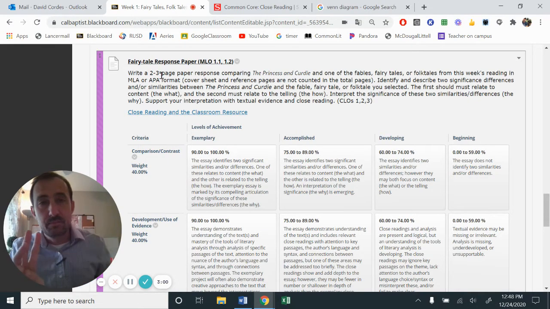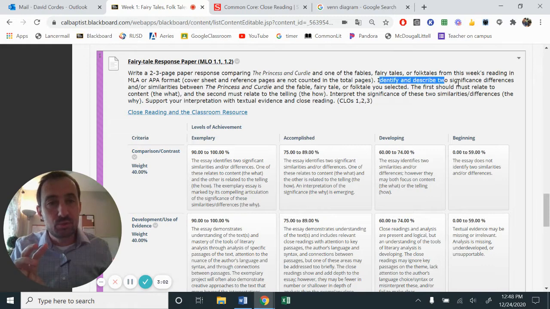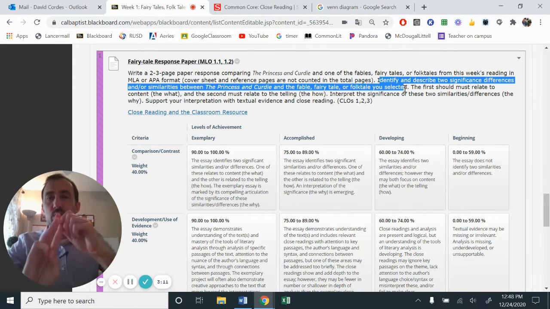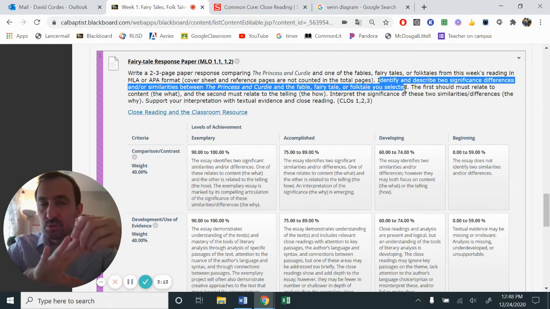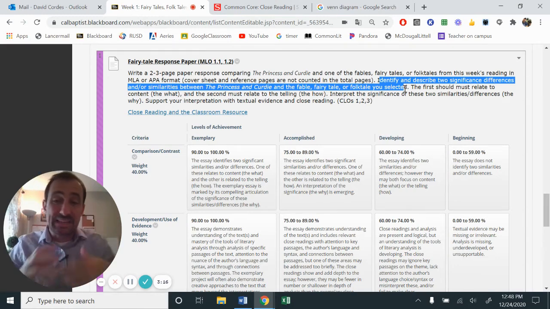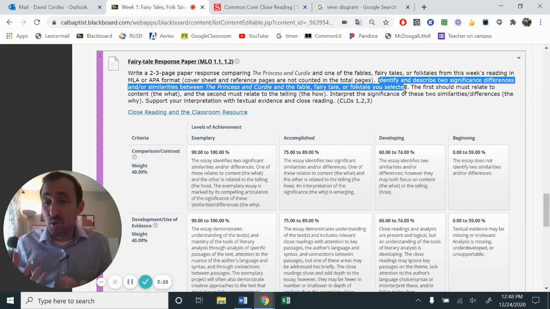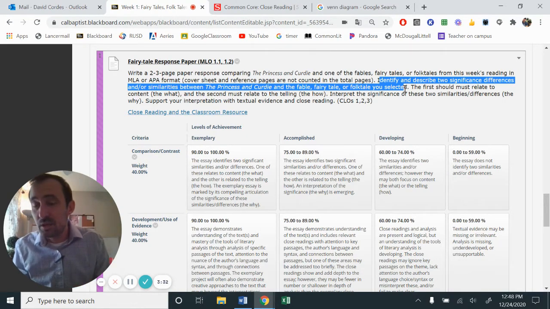So the first one is identify and describe 2 significant differences or similarities between The Princess and Curdie and the fairy tale of your choice. With that being said, 2 significant differences or similarities, that would be like a literary component. So looking at Reynolds' introduction and what's stated in our primary text, what is the component that sticks out to you? Is it magic being used? Is it the characters? Is it the moral or the lesson that's being learned?